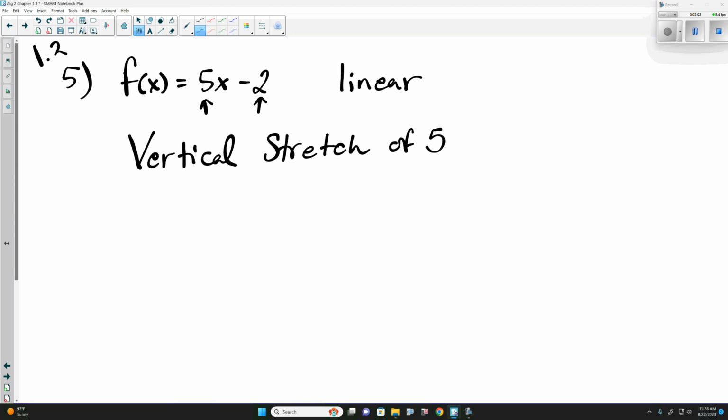This is the homework of 1.2. And the minus 2 tells us we're going either up or down because it's outside the parentheses. It would be down. How far? Down 2. And that's it.